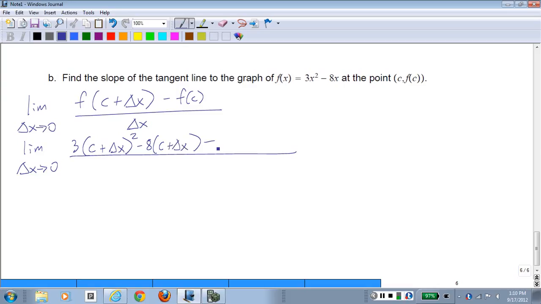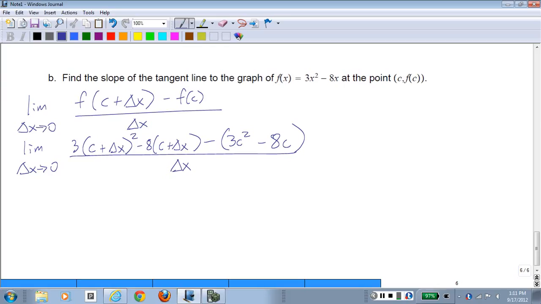And here I don't have the option. Well, I guess I could find f of c off in the margin, but really it's just a matter of substituting c for x. So the main thing to remember, we've got to put the two terms there. Make sure they're enclosed in parentheses. So it's going to be 3c squared minus 8c. f of c is what we get when we substitute c for x. All over delta x.